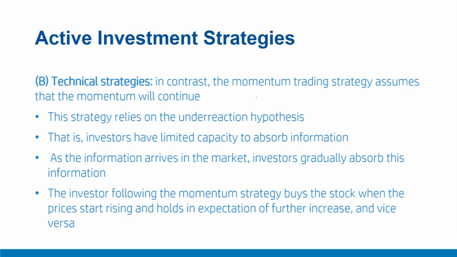Another form of technical strategy is the momentum trading strategy. The momentum trading strategy believes that the current momentum in prices will continue. The strategy relies on the hypothesis called the underreaction hypothesis. As a part of the underreaction hypothesis, the theory suggests that investors have limited capacity to absorb information, and therefore they process and absorb information in a piecemeal manner over a certain horizon, not immediately. And therefore, as the information arrives in the market, investors gradually absorb this information over a period. And therefore, an investor following the momentum strategy buys the stock when prices are rising.